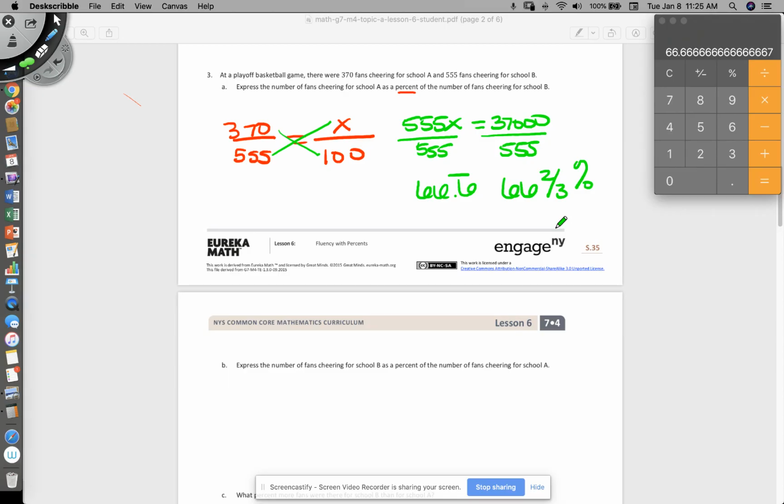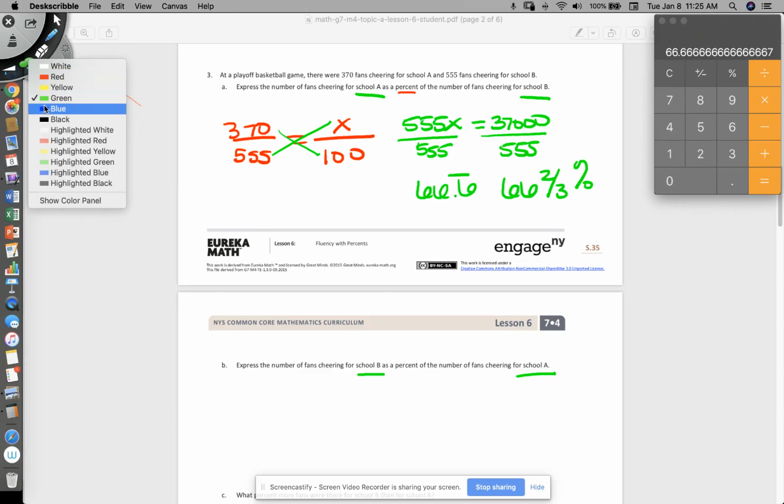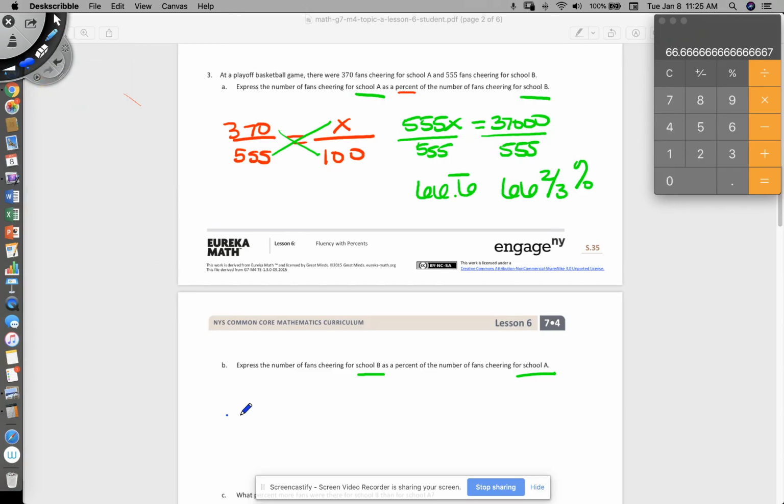Now let's look at part B. Express the number of fans cheering for school B as a percent of the number of people cheering for school A. So basically, we just flipped it. We went from school A to school B, and now we're going to go from school B to school A. So let's set this up as our proportional relationship again. Line equals line, always over 100. And we're basically going to flip these two. So I'm going to put 555 here and 370 here, and I'm going to solve for that percentage again.